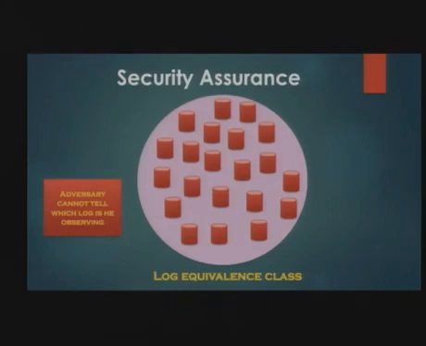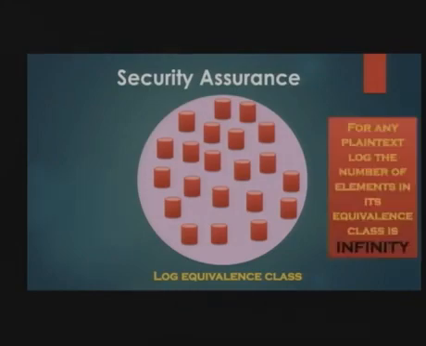What makes this more interesting is that for any arbitrary plain text log, the number of elements in the equivalence class is infinity. So this size is infinity. He can just say that this is one of the infinite things, but doesn't know which one with significant probability. So these are all probabilistic results, not absolute results. With high probability, he cannot computationally differentiate between these things.